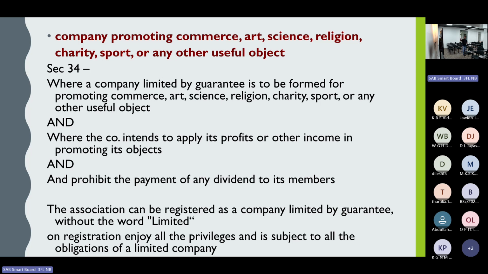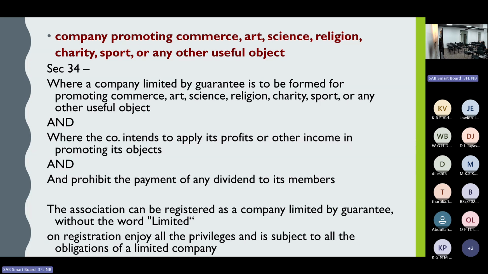If that object clause is a useful object, like promoting art, commerce, trade, sports, education, right? In such a way, then they have a privilege to incorporate that company as an association not for profit. Then they have to register that guarantee company under section 34.